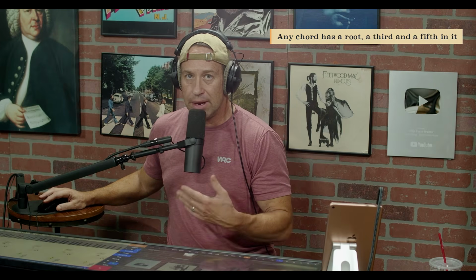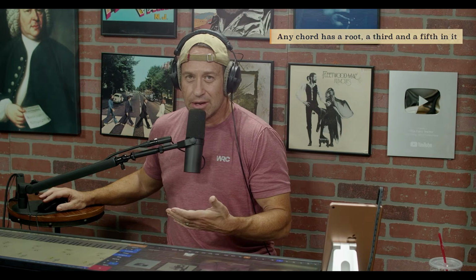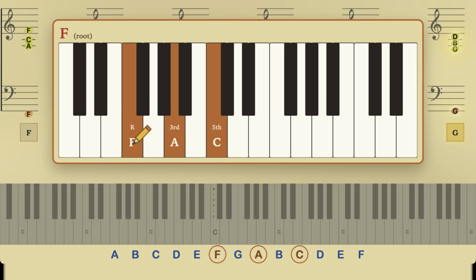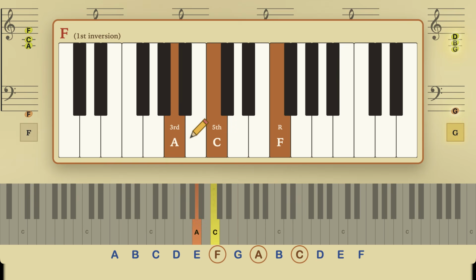Now, I'm giving you information here that maybe you're not necessarily going to think about when you're playing, but it's good to have the knowledge so that it makes sense to you when you're playing. When you dissect a chord, you can see the root, third, and fifth, and you will start to see those things given enough time. So now I'm going to invert this to first inversion. Now it becomes ACF.